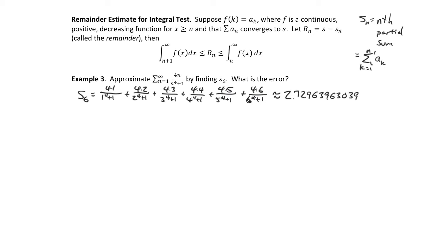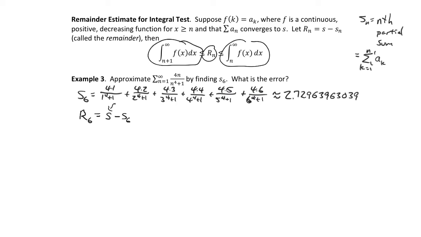All right. We were asked to find the error. The error is r sub n, r sub 6 in our case. R sub 6 is the true value of the series, which we don't know, minus s sub 6. Well, I'm not going to say that's what the error is. I'm going to use this integration technique to get an estimate for what the error is. I'm not going to compute this because I'm not going to know what s is equal to.